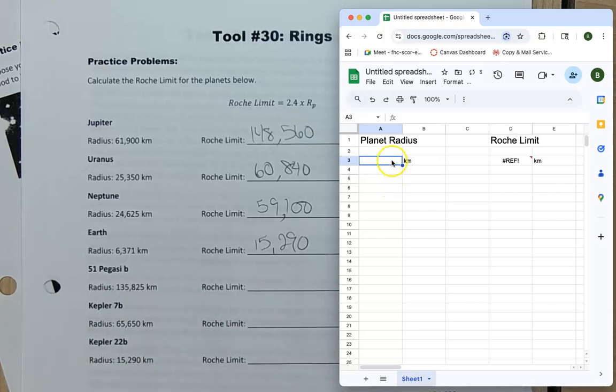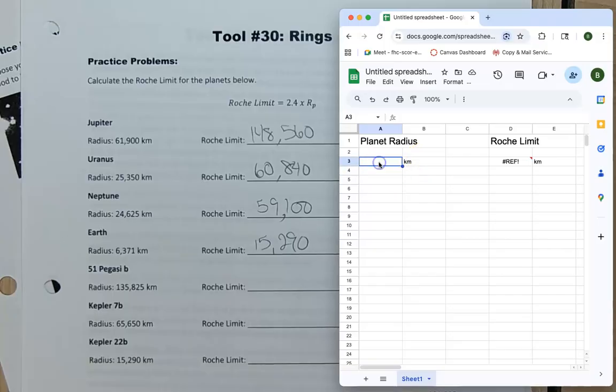What about these exoplanets? 51 Pegasi b, Kepler 7b, Kepler 22b. These are exoplanets. And since we can use the transit method to figure out the radii of these exoplanets, we can do the next logical step and figure out the distance to their Roche limits. So, what did I do? Okay. I goofed that up somehow. So, write that again, and yeah, there we go.